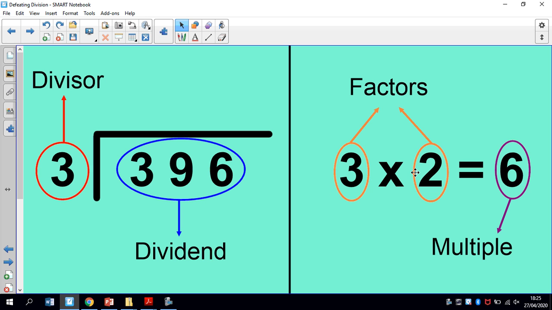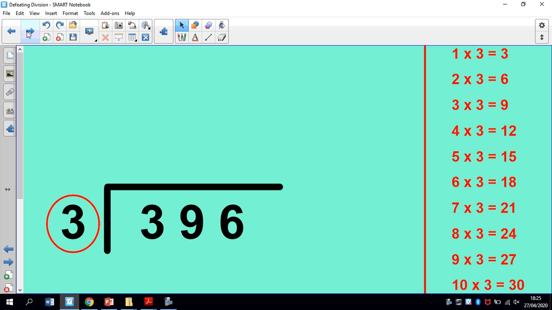Okay, and just a recap on factors and multiples here on the right. Two or more factors, when multiplied against each other, can create the multiple, the answer. All right. So let's crack on. Let's actually do this one. Let's actually divide 396 by 3. Let's split 396 into 3 equal parts.